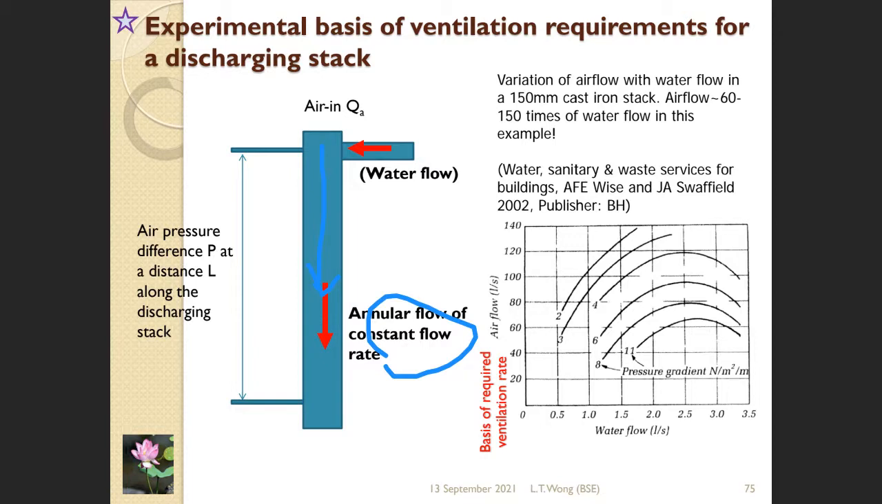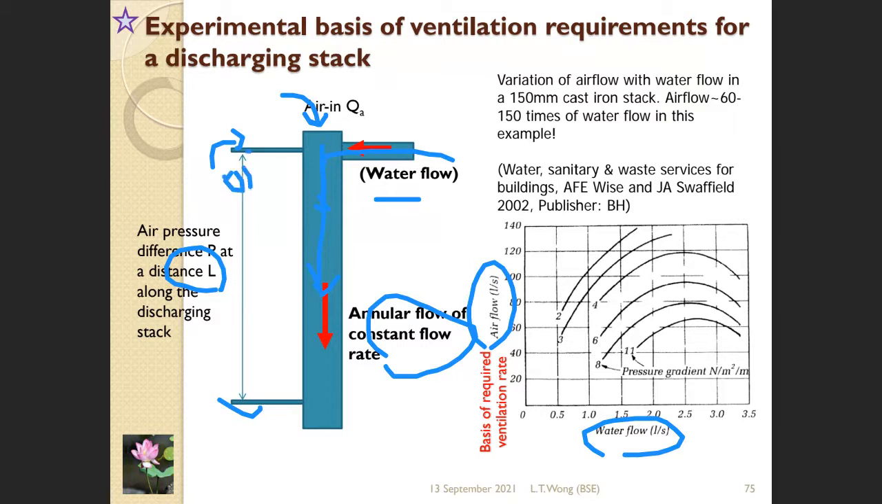And then they measured the air pressure at two locations, at a distance L. The water flow rate is QW, and the corresponding air flow from the ventilation pipe is the air flow rate, on the y-axis, x-axis, and there's a lot of curves. The experiment got repeated several times. They measure the delta P, the pressure differential between two points, and then divide it by the distance, L, and come up with a so-called pressure gradient, which is in Pascal per meter.